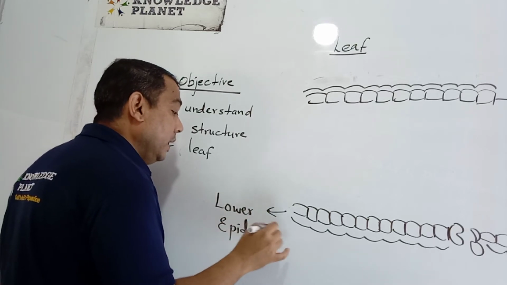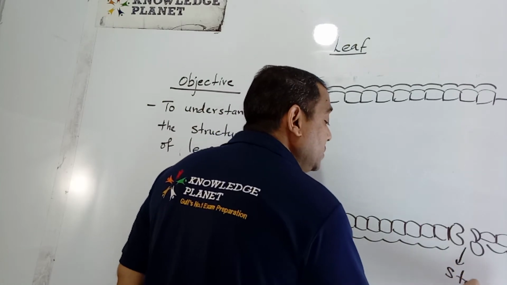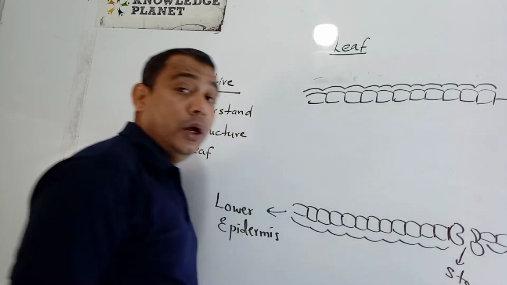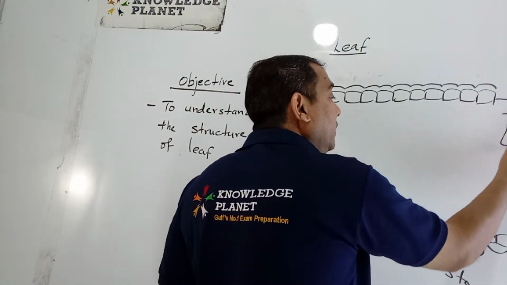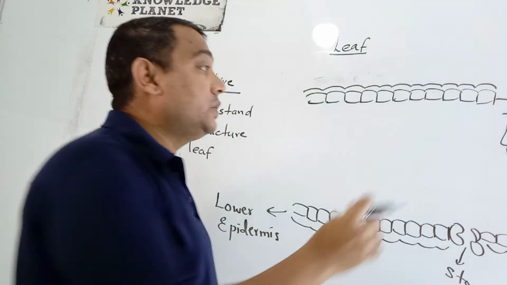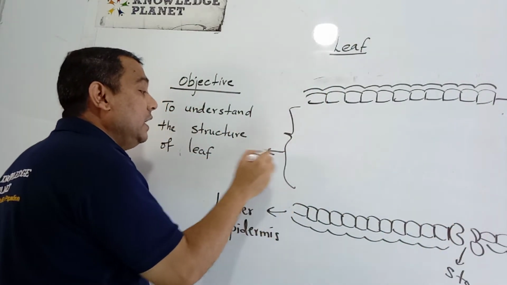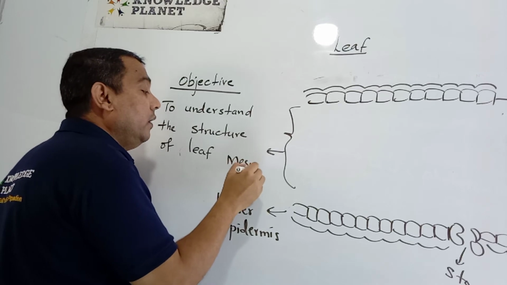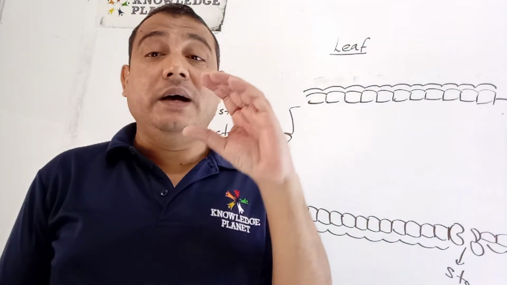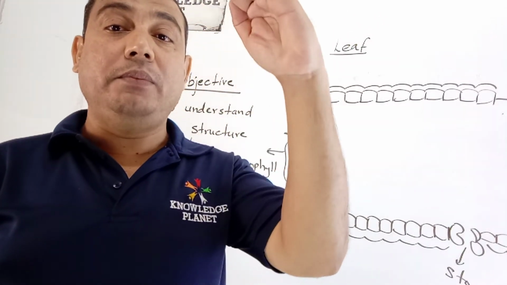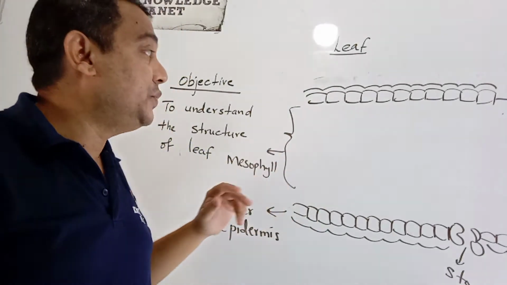And here you can find the stomata. Mostly stomata are present in the lower epidermis, okay? And what is this part called? You can see this part, we call it mesophyll. Mesophyll is the part which is present between the upper and lower epidermis.